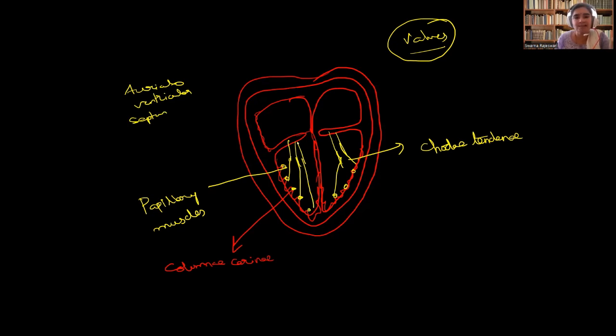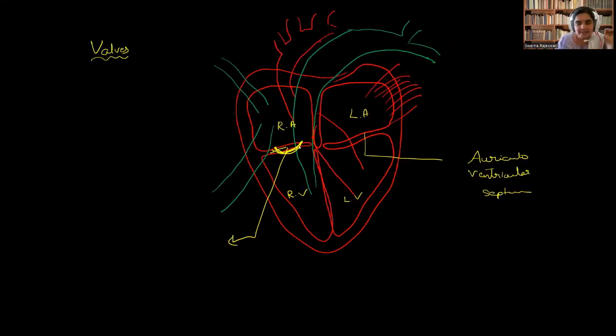This auriculoventricular septum contains a valve here, which is present on the right side in the auriculoventricular septum. We call it the tricuspid valve. The valve which is present in the auriculoventricular septum between the left auricle and the left ventricle, we call it the bicuspid valve. It is also called the mitral valve.